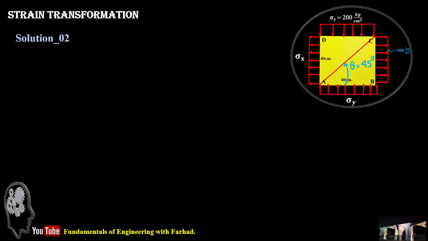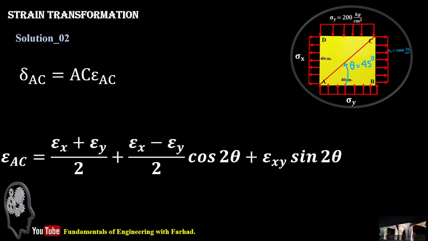As soon as we know that, we can jump down to our equation. Delta AC is AC times epsilon AC. Do you remember this strain transformation equation? I will provide you with the link to the video for strain transformation. Epsilon AC is epsilon x plus epsilon y over 2, plus epsilon x minus epsilon y over 2 times cosine of 2 theta, plus epsilon xy times sine of 2 theta. Because this is a square, AC stands at theta of 45 degrees from the horizontal.